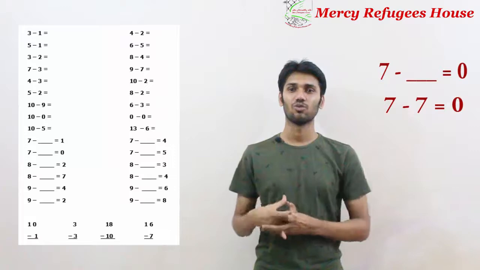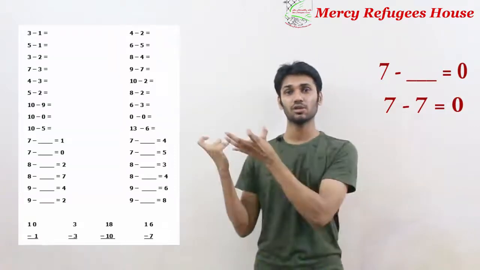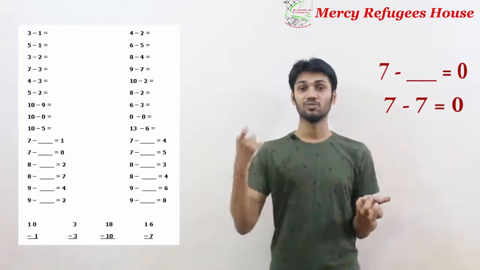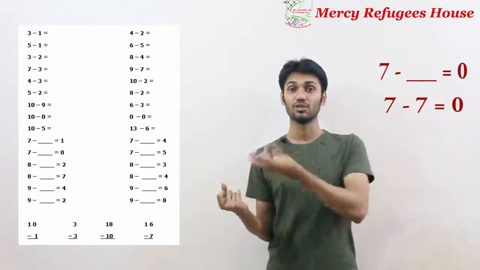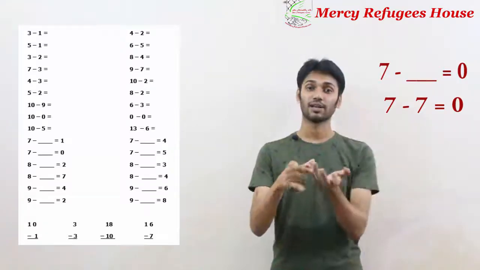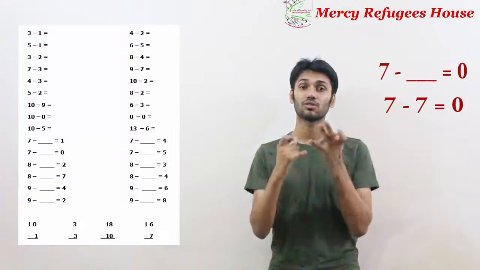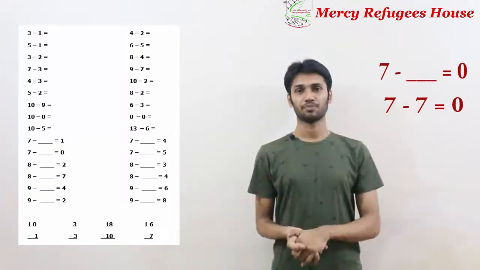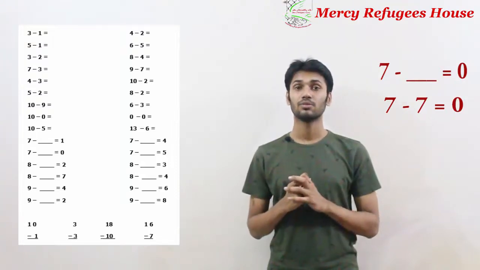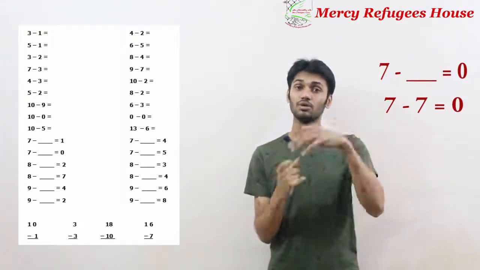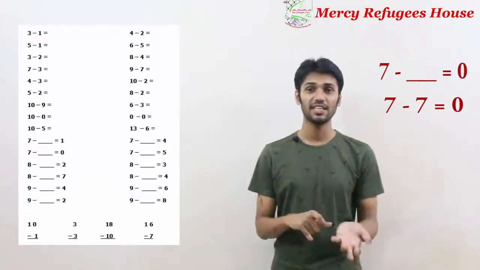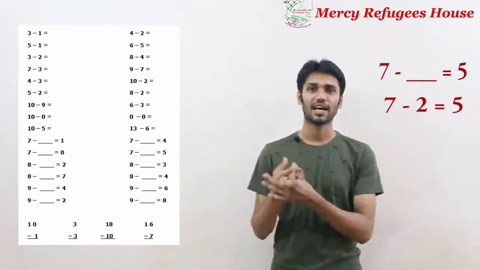Now look at this next one. It's saying 7 minus dash equals 0. The larger number is 7 and the smaller number is 0. That means you need to go from 0 to 7. How many numbers are there? There are 7 numbers. If you count forward like 1, 2, 3, 4, 5, 6, 7. So you need 7 to reach 7. Or if you are counting backwards 7, 6, 5, 4, 3, 2, 1, 0. Still you are going back 7 steps. That means the answer is 7 here. The next one, 7 minus dash equals 5.